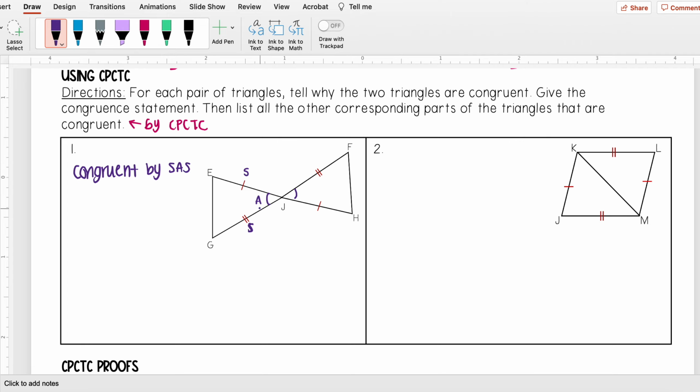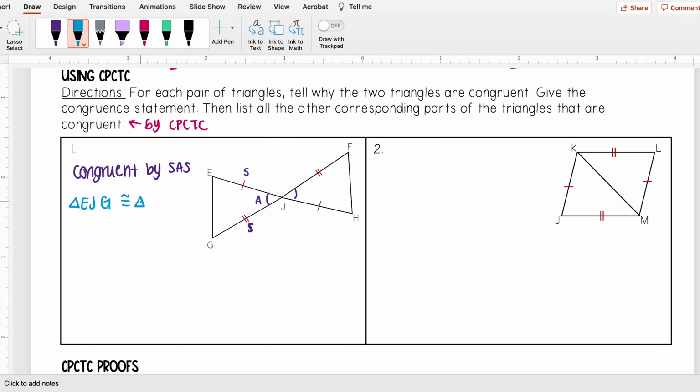And I'm able to use side, angle, side because this angle is the included angle. It's between my two congruent sides, and so I can use this. Next, I need to write my congruency statement. So I'm going to just start with my first triangle, which is EJG.